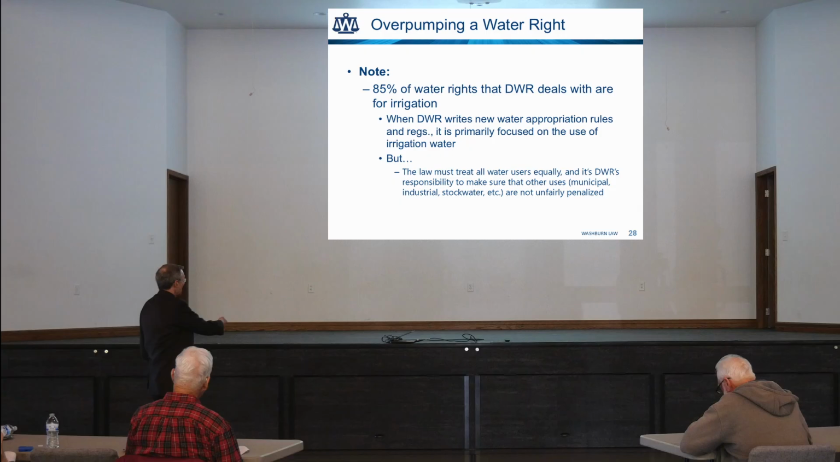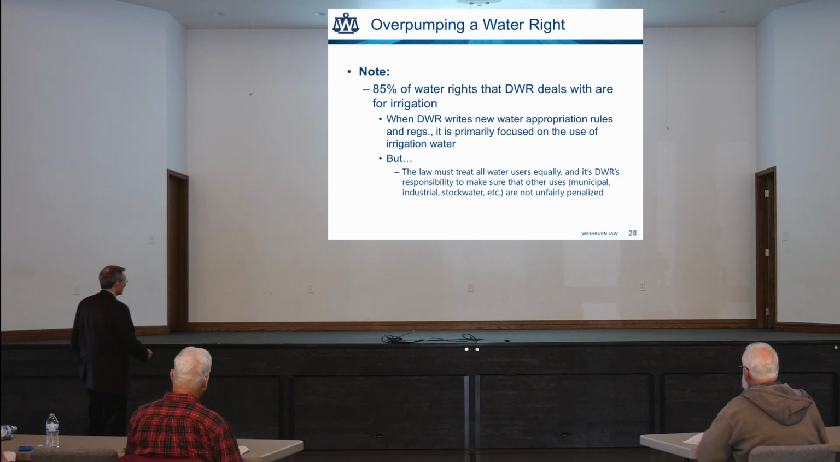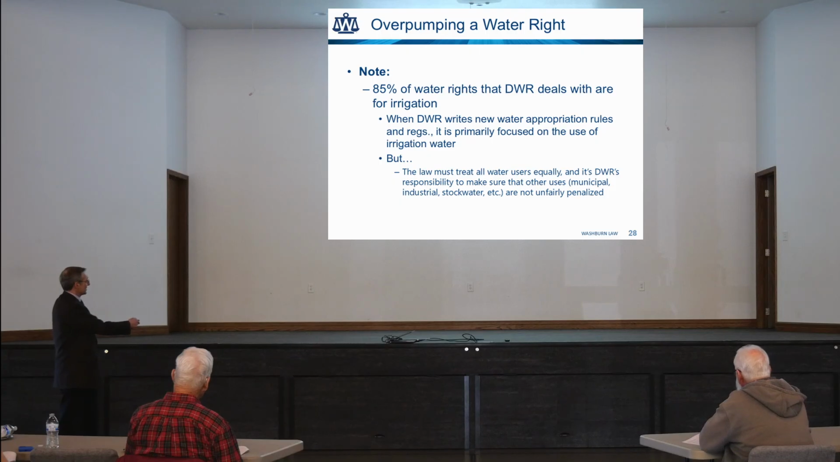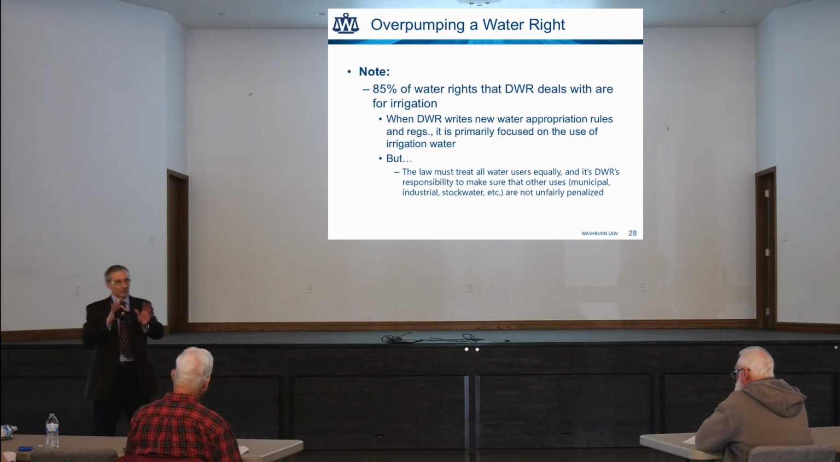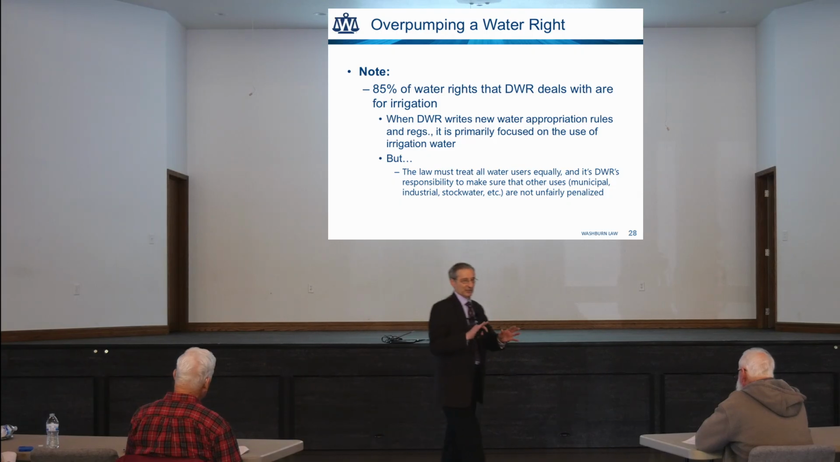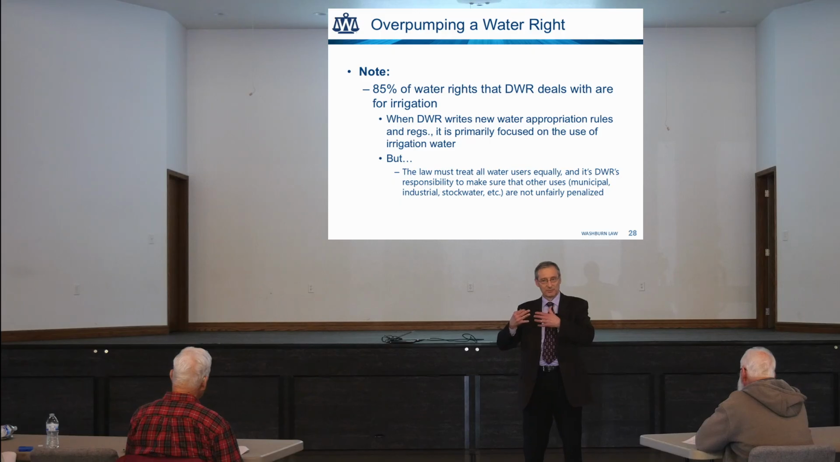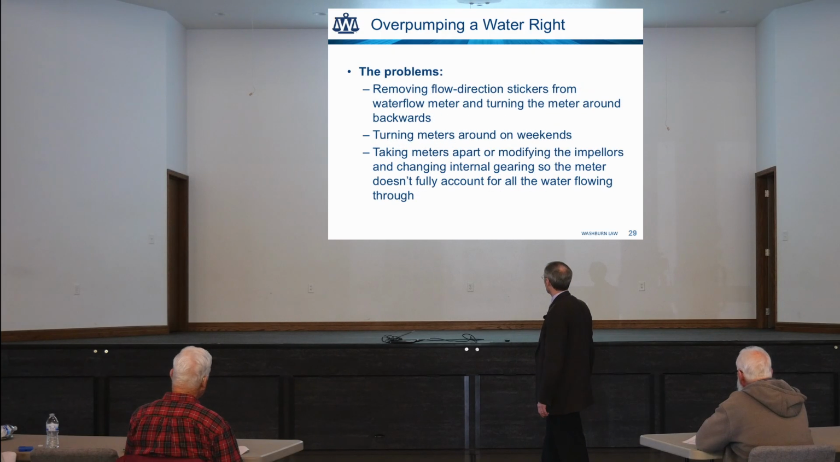But statutorily, the law has to treat all water users equally. Irrigators, other types of water users, such as municipal, industrial, stock water. And it's the state's responsibility, or the Division of Water Resources' responsibility, to make sure that those other uses are not unfairly penalized. That's the tricky part for them. They're writing the rules basically for irrigators. That's what they have in mind. But state law requires that all types of water users be treated equally. That's the tough part from an administrative and regulatory standpoint.